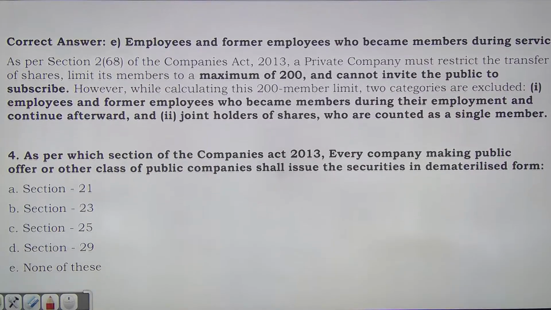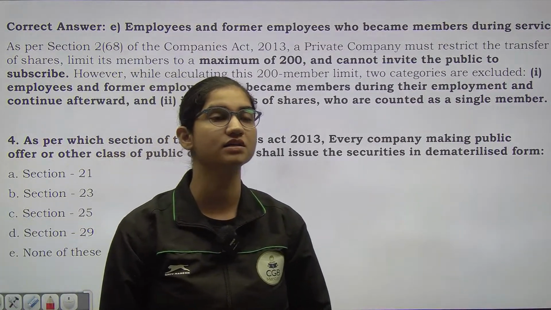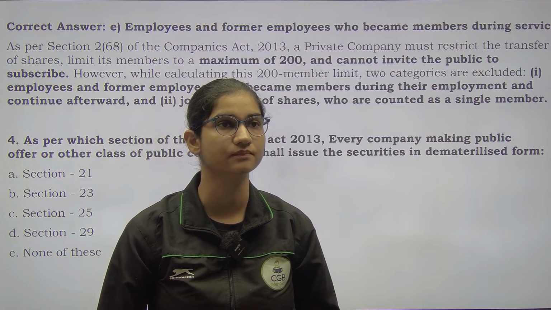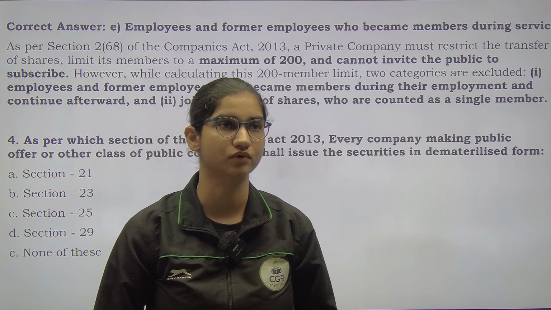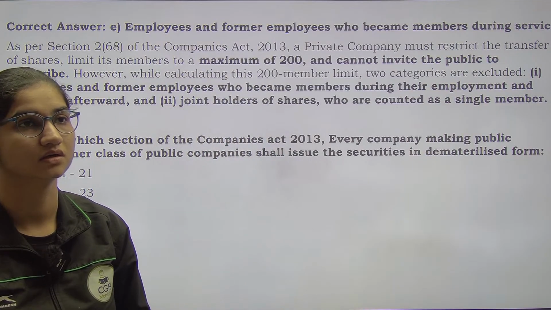Next question is question number 4, which is asking you that as per which section of the Companies Act every company making a public offer or other class of public companies shall issue the securities in dematerialized form. So according to which section the companies making the public offer, or any other class of public companies, have to keep the securities in the dematerialized form only. You have to tell me the answer for this question.